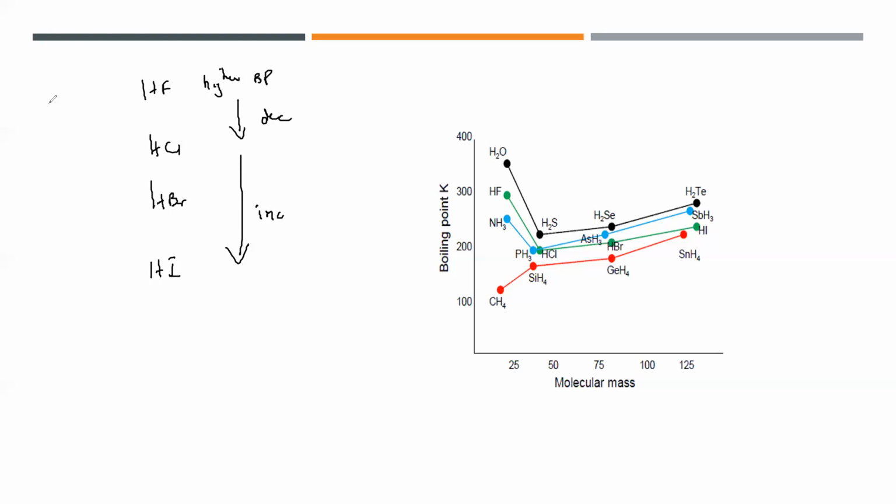What is the reason? What kind of strong force will be there in hydrogen fluoride? It will be hydrogen bond. What is the force here? It will be dipole-dipole. What is the force here? That will be dipole induced dipole. Stronger force will be there: dipole induced dipole. And why is the dipole induced dipole force in hydrogen iodide stronger compared to hydrogen bromide? Because hydrogen iodide contains more electrons.